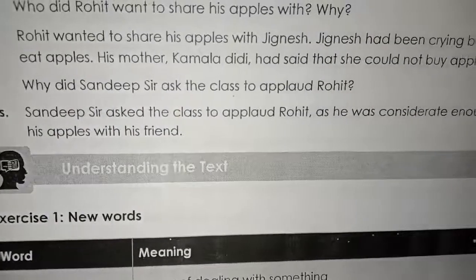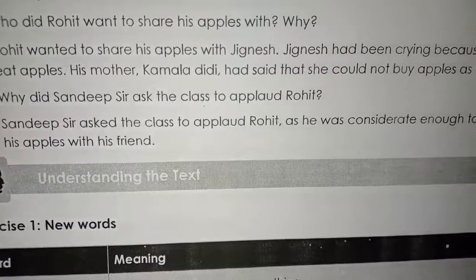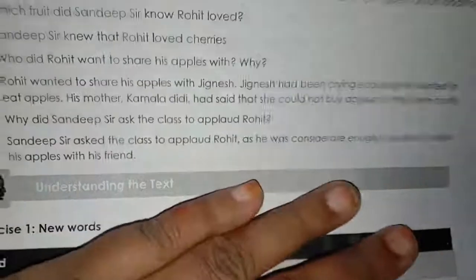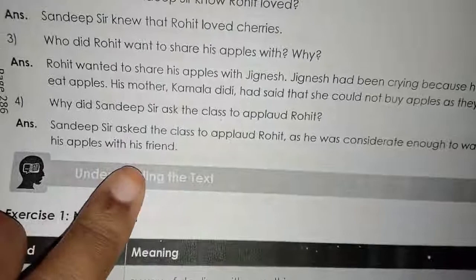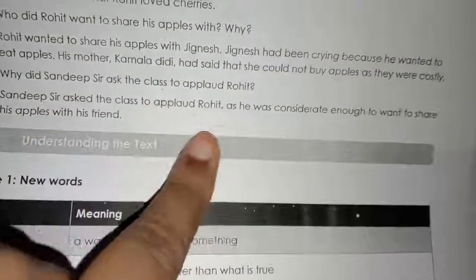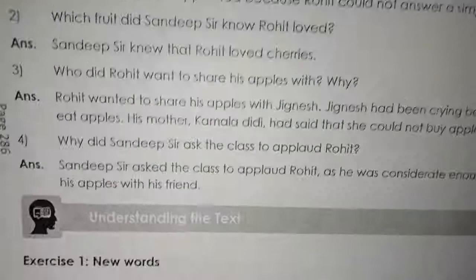Why did Sandeep sir ask the class to applaud Rohit? Sandeep sir asked the class to applaud Rohit as he was considerate enough to want to share his apples with his friend. Yes, children, see here. Sandeep sir asked the class to applaud Rohit as he was considerate enough to want to share these apples with his friend.